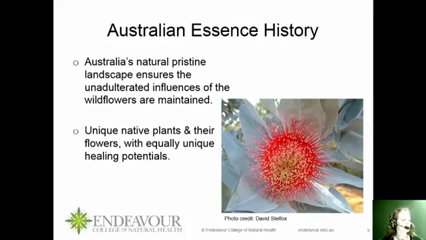So next we're going to talk about the flower essence varieties that we're going to cover in the next couple of sessions.